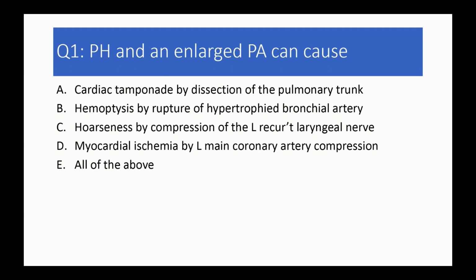Cardiac tamponade by dissection of the pulmonary trunk, hemoptysis by rupture of hypertrophied bronchial arteries, hoarseness by compression of the left recurrent laryngeal nerve, myocardial ischemia by left main coronary artery compression, or all of those. Pulmonary hypertension and enlarged pulmonary artery.